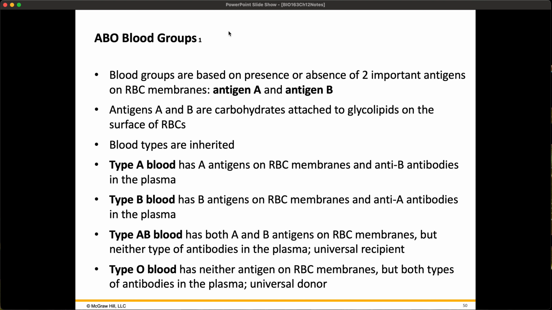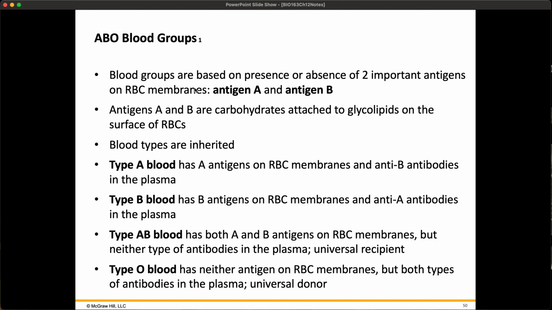So let's look at the different ABO blood groups. We call it ABO because those are the three different types of antigens that can be on a blood cell. The thing is that O actually stands for nothing. O is really kind of a zero because there's no antigens on people that have O blood.